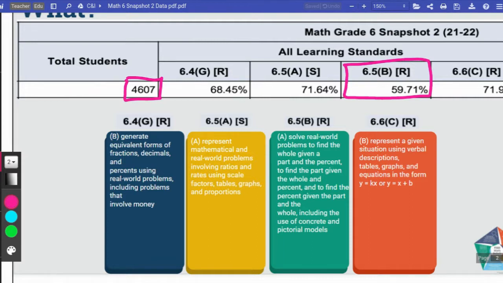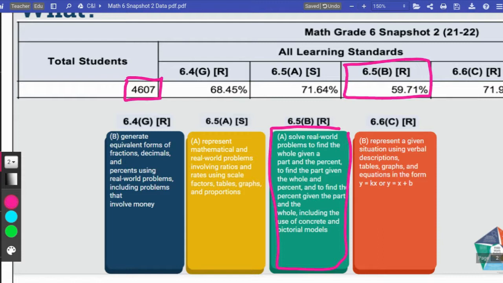It stands for solve real number problems: one is to find the whole given a part and percent. 2 is to find the part given the whole and percent. 3 is to find the percent given the part and the whole. All of that including the use of concrete and pictorial models. All right, that's a lot to unpack.